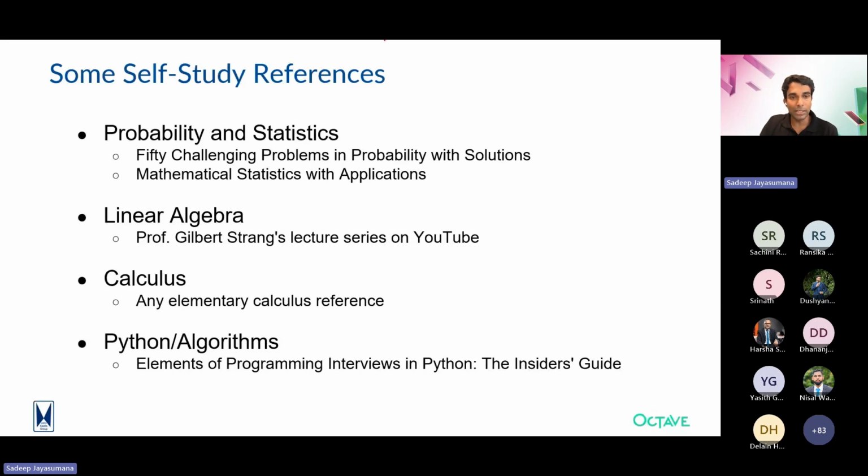For probability and statistics, this one is quite a fun book. It's a very old book, but it has fun brain teaser kind of questions in probability and statistics. The second one is more like a formal textbook. And Gilbert Strang, he's very old now and retired recently, but there's a fun lecture series on YouTube on linear algebra where he talks about SVD decomposition, eigenvalues and all sorts of things. So it's important to have that background as well. Calculus, again, I don't have a specific reference here because you don't need to go that deep into calculus. And Python programming.